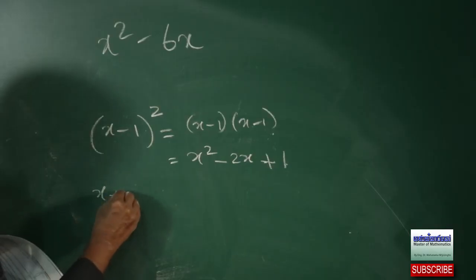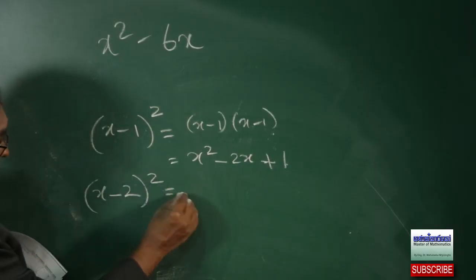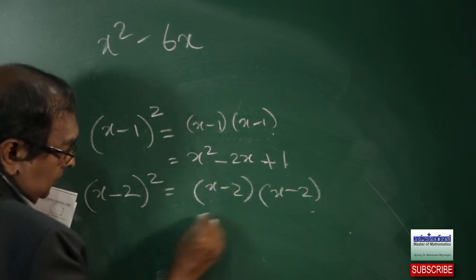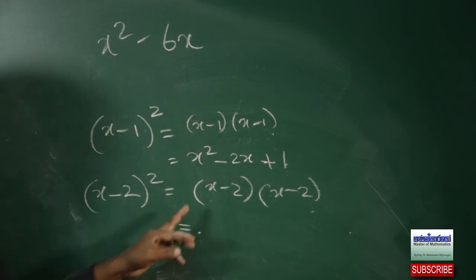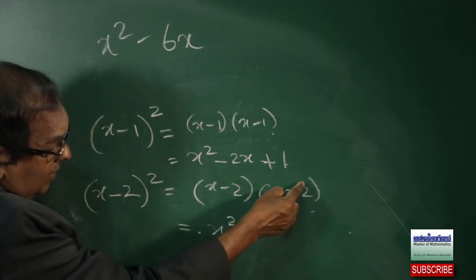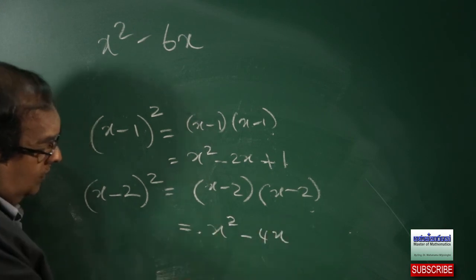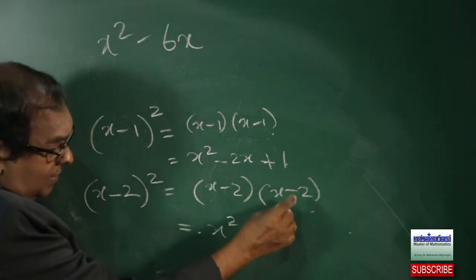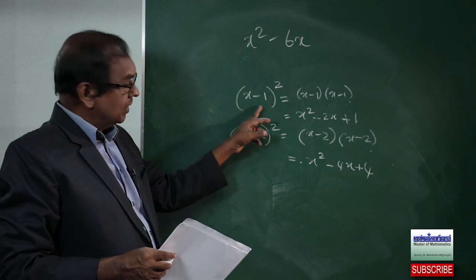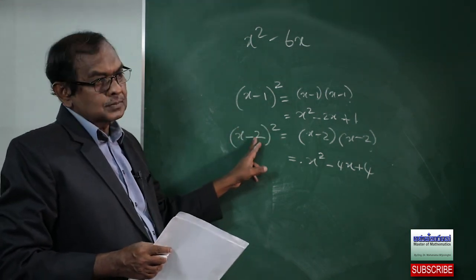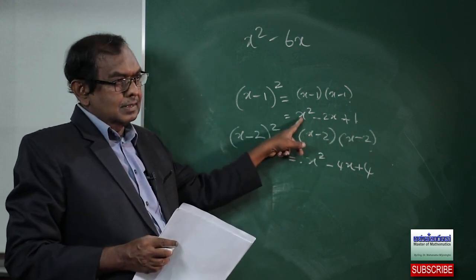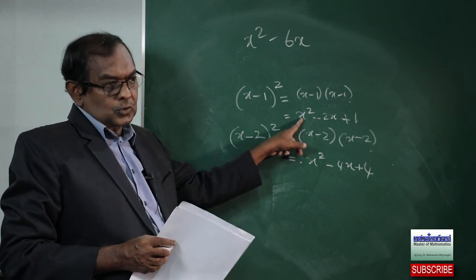We get another one, x minus 2 squared. That means x minus 2 into x minus 2. What is the answer for that? x into x, x squared, minus 2x, minus 2x, minus 4x, minus minus plus 2 into 2, 4. This is also a perfect square. Those expressions are also the result of a perfect square.